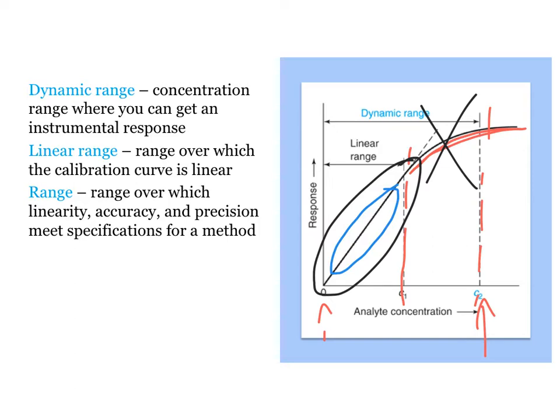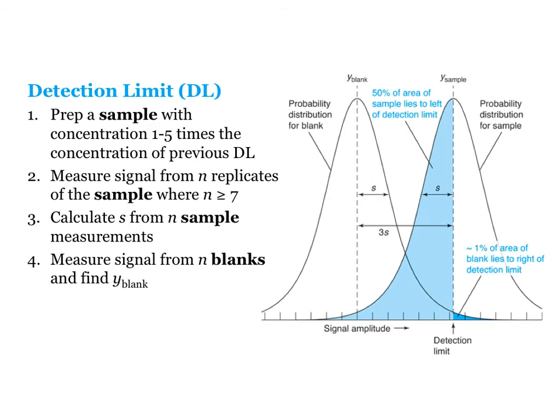We've seen how high concentrations can limit the range. Let's turn our attention to the low concentration end of the analysis now. We can validate our ability to detect low concentrations by conducting a detection limit study. By definition, the detection limit is the smallest concentration of an analyte that gives an instrumental response significantly different from that of the blank.